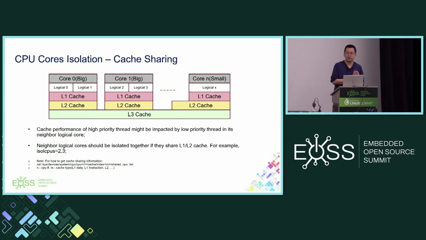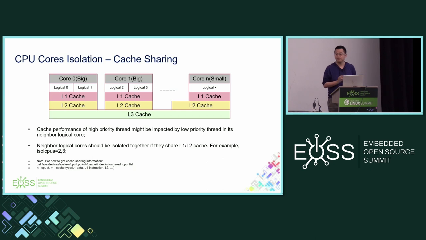But isn't it recommended to disable SMT hyper-threading when you run RT workloads? Then will that avoid this cache sharing issue? A good question. For hyper-threading, I don't recommend disabling it at all. I think we could just isolate two logical cores together. If you disable hyper-threading, you will have fewer cores, right?